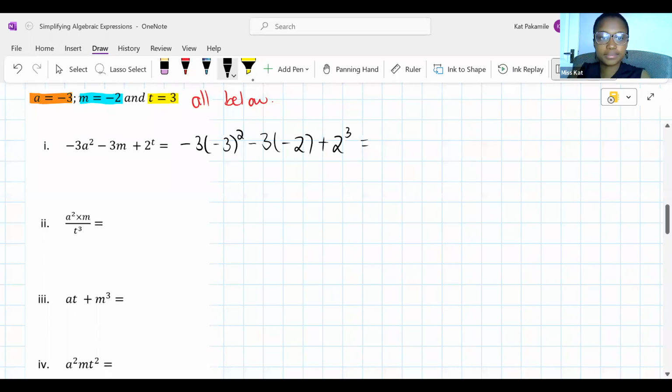Is that fine? Okay, so it's going to be -3 times what? Times 9. And then it's going to be -3. Okay, I'll just rewrite this one because we are dealing with exponents right now. Yes. And then plus, what's 2 cubed? 2 cubed is 8. Beautiful. Okay, now we can multiply.